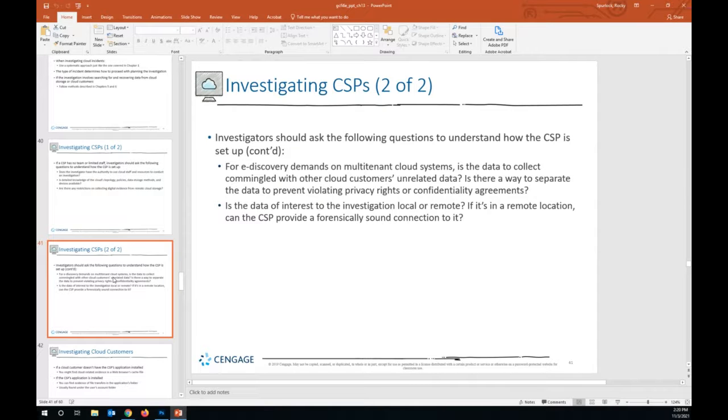Now, if you have e-discovery demands on multi-tenant cloud systems, is the data to collect commingled with other cloud customers' unrelated data? And is there a way to separate that data to prevent violating privacy rights or confidentiality agreements? Also consider, is the data of interest to the investigation local or remote? If it is a remote location, can the CSP provide a forensically sound connection to it?